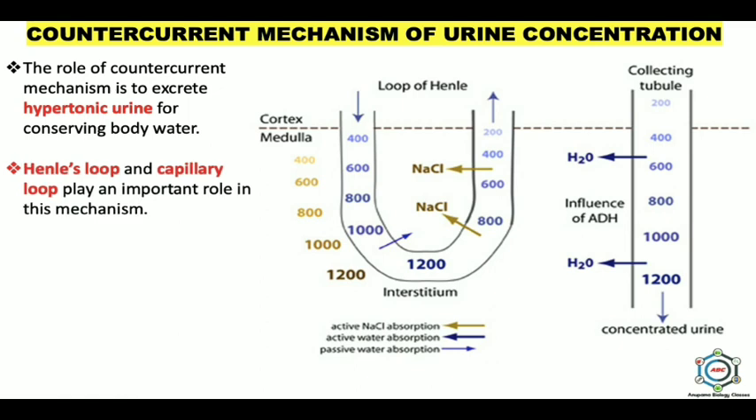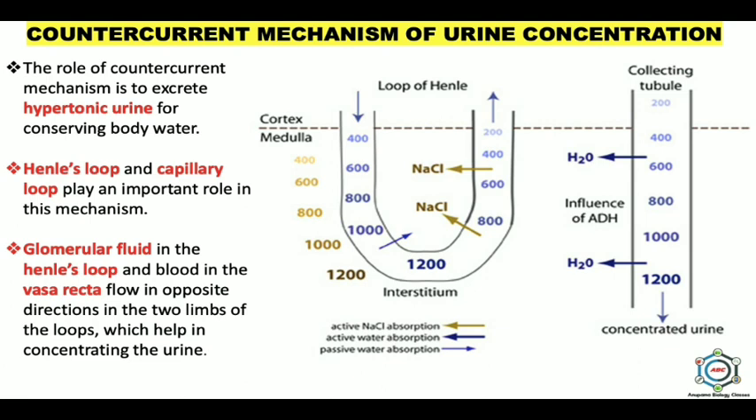Henle's loop and capillary loop play an important role in this mechanism. Glomerular fluid in the Henle's loop and blood in the vasa recta flow in opposite directions in the two limbs of the loops, which helps in concentrating the urine.